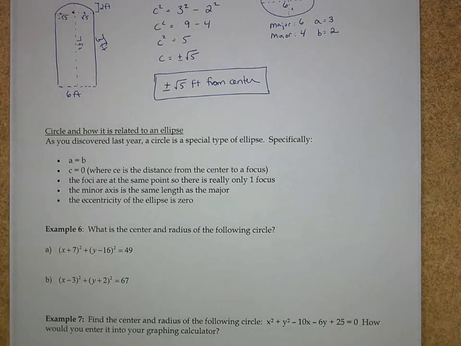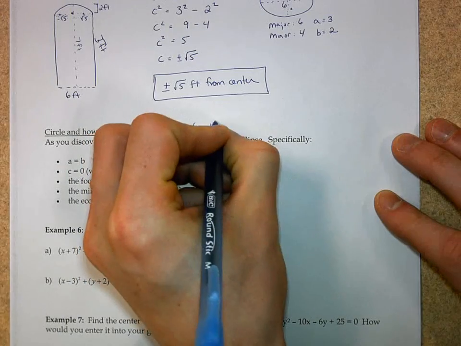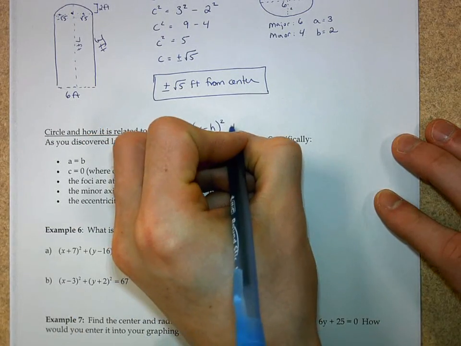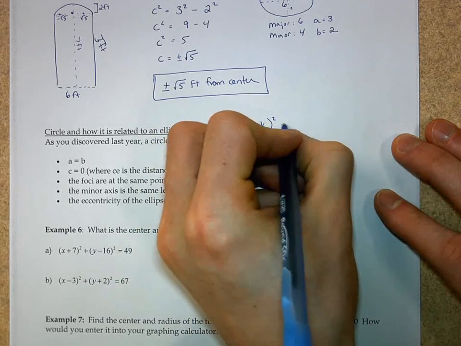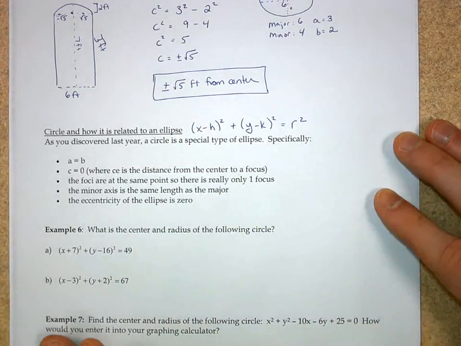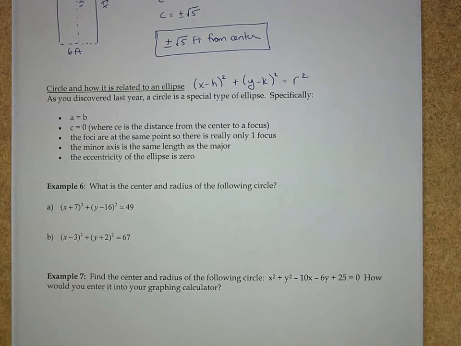The other thing that's not specifically listed there is the equation for a circle. And the general form for the equation of a circle is (x - h)² + (y - k)² = r². So for example number 6, what is the center and radius of the following circle?